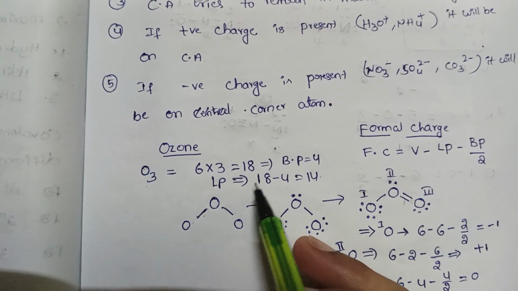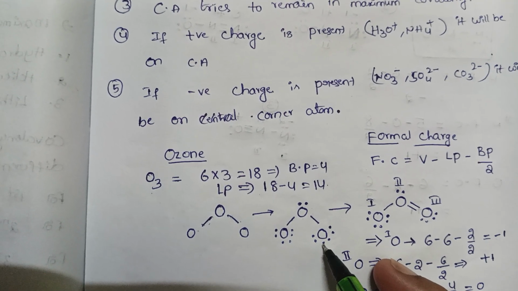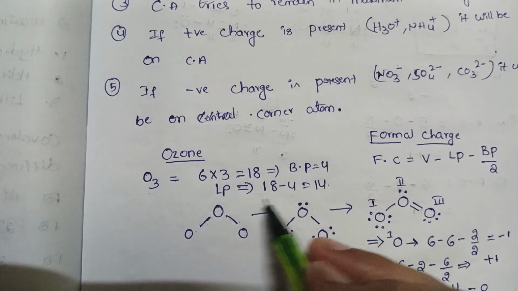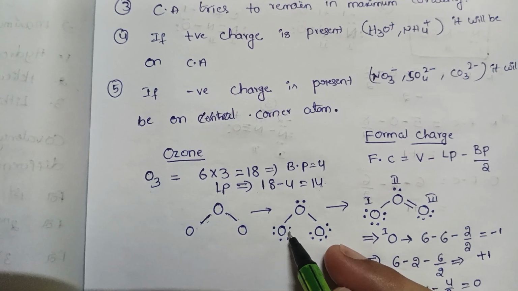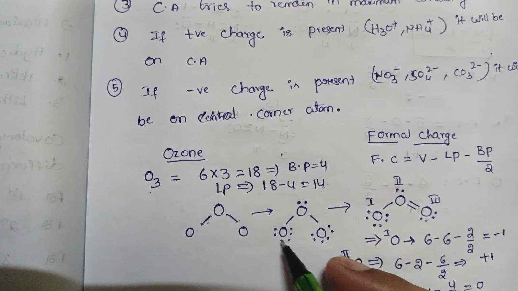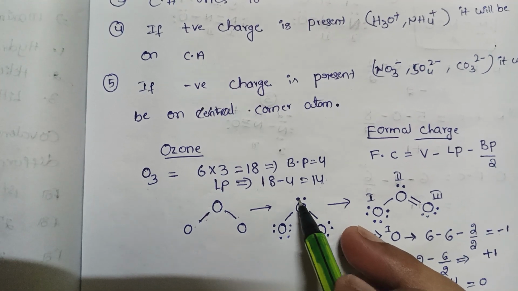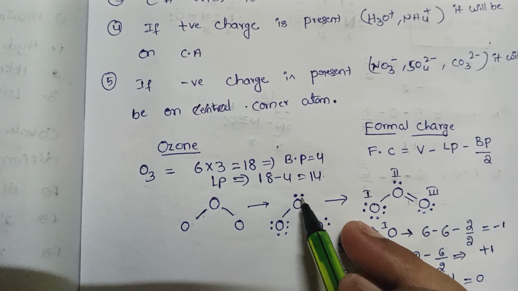These are the lone pair electrons. First we have to fill lone pairs for the corner atoms. How many electrons are present? 14. 1, 2, 3, 4, 5, 6 on each corner atom, and 12 electrons are used. The remaining 2 electrons are lone pairs on the middle oxygen.